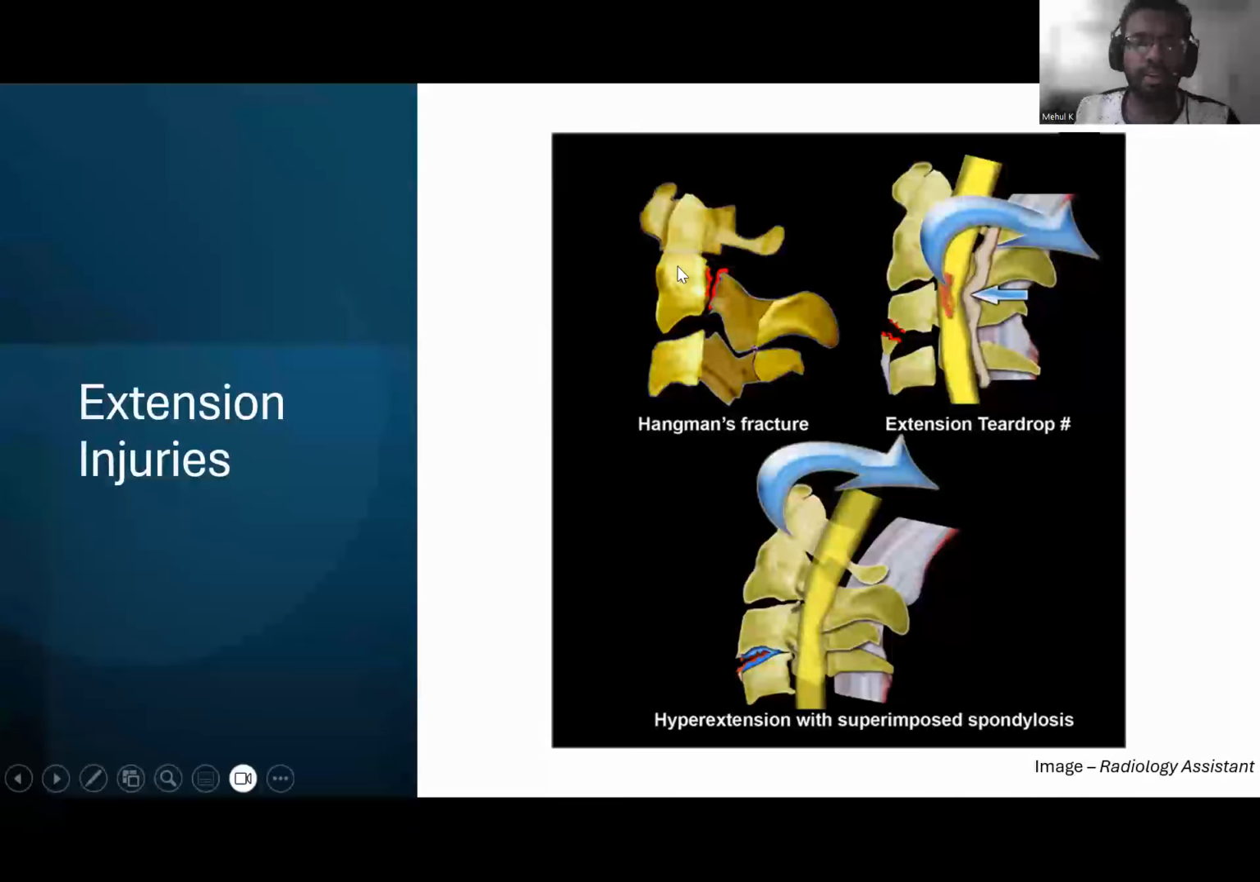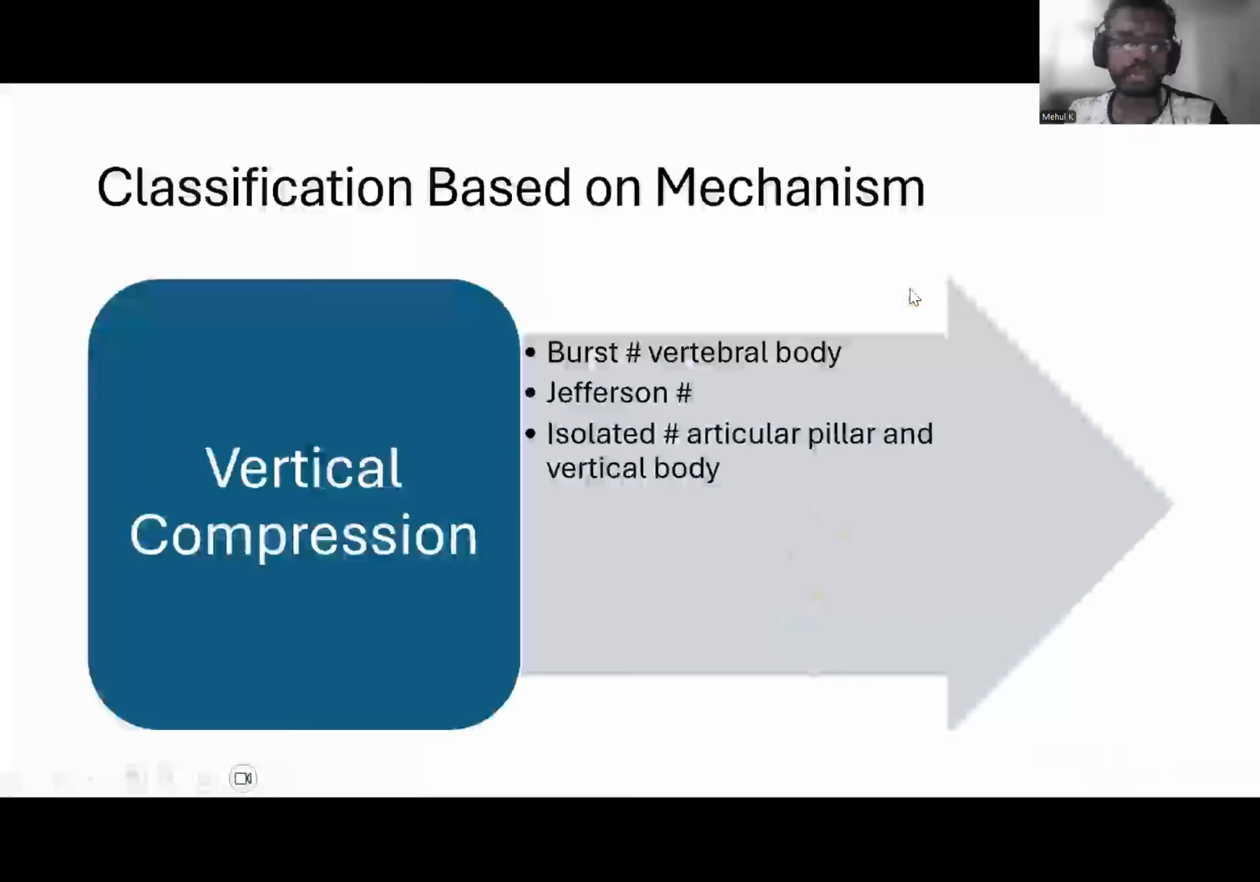So hangman fracture is basically a fracture of C2, involving parts of C2. So this is where it fractures. Extension teardrop almost looks very similar to flexion teardrop, but this is more of an avulsion fracture as you see here. And so these are some of the important extension type injuries that you have to be familiar with.